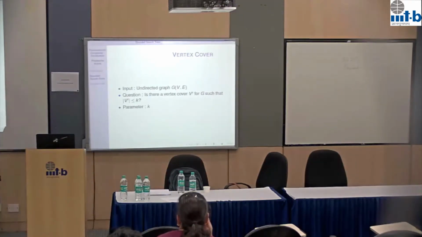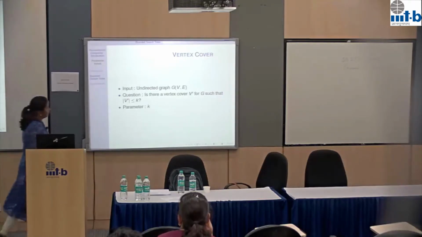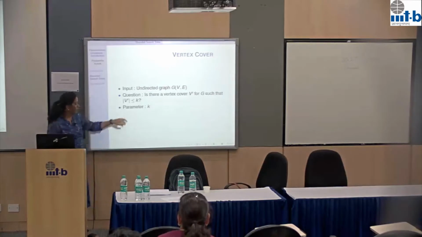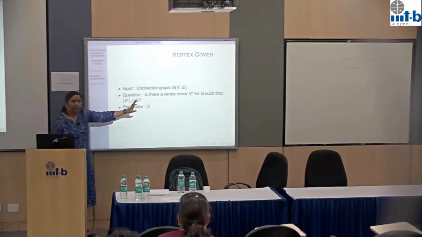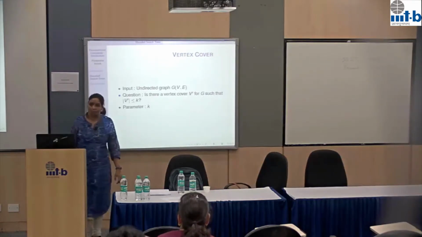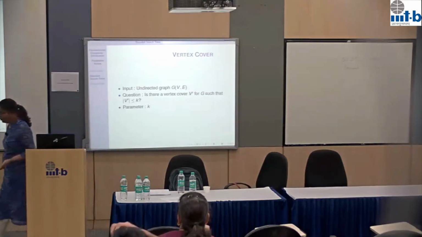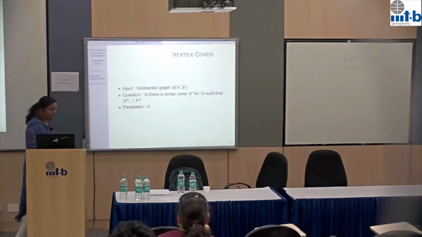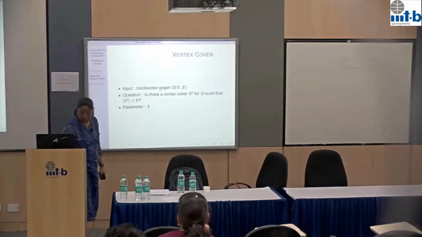And this is the parameterized problem. We are given an undirected graph. The question is: is there a vertex cover V prime of size at most k, and the parameter is k. And what are we looking for? An algorithm with running time some f of k, polynomial in n.